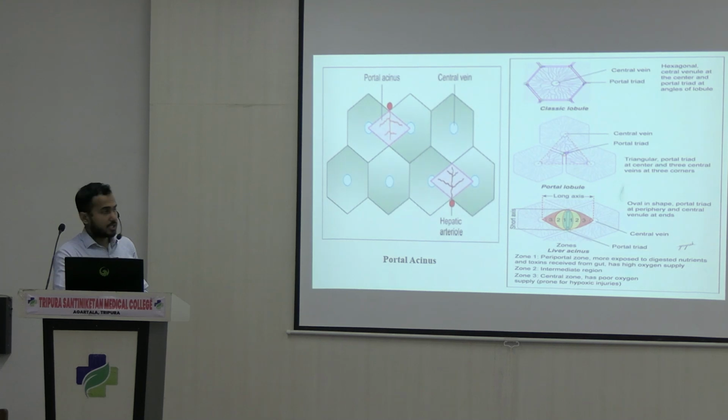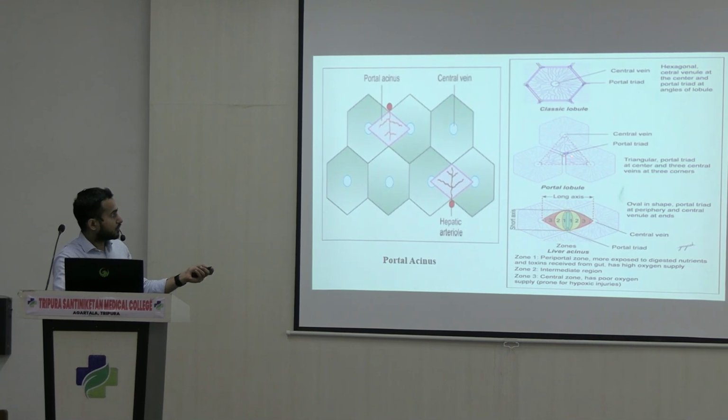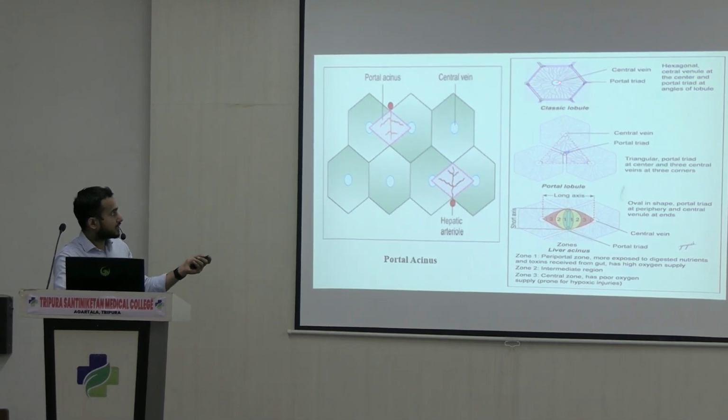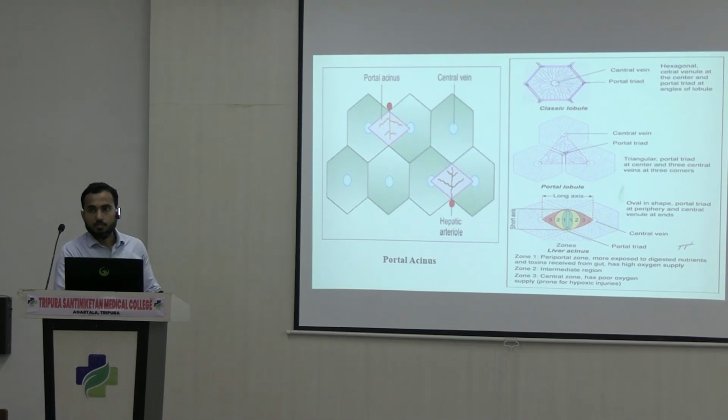Okay, so three important diagrams in one part. As you can see, this is the classical liver lobule. Then what is this? This is the portal lobule, triangular shaped. This is the hexagonal shaped one, and here you can see the diamond shaped area, that is also called the portal acinus.